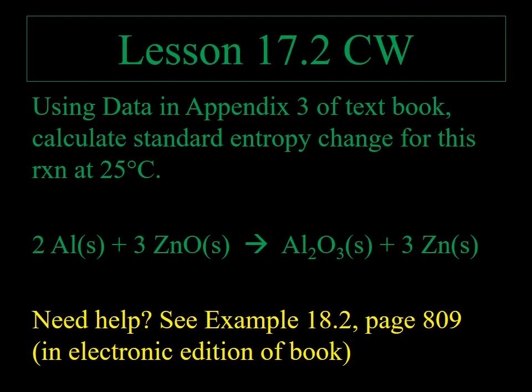I want you to do two classwork problems now. They're both printed in the packet. The information at the bottom there in yellow, though, is not printed in your packet if you want to make note of that. You're going to get the data from Appendix 3. That's the end of the textbook. And these should be fairly straightforward because you've already done calculations like this for delta H. But if you need help, look at example 18.2 in the book. That's page 809 in the electronic edition of the book. This would, of course, be chapter 17, example 17.2 in the hard copy of the book.